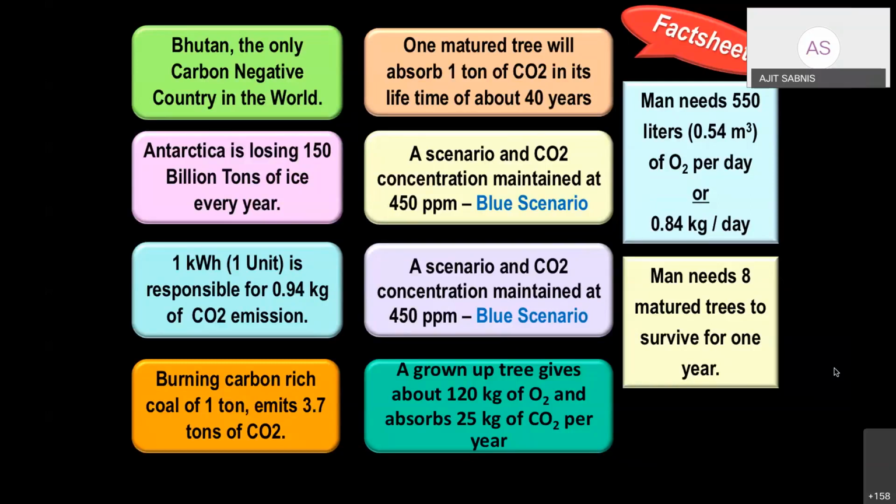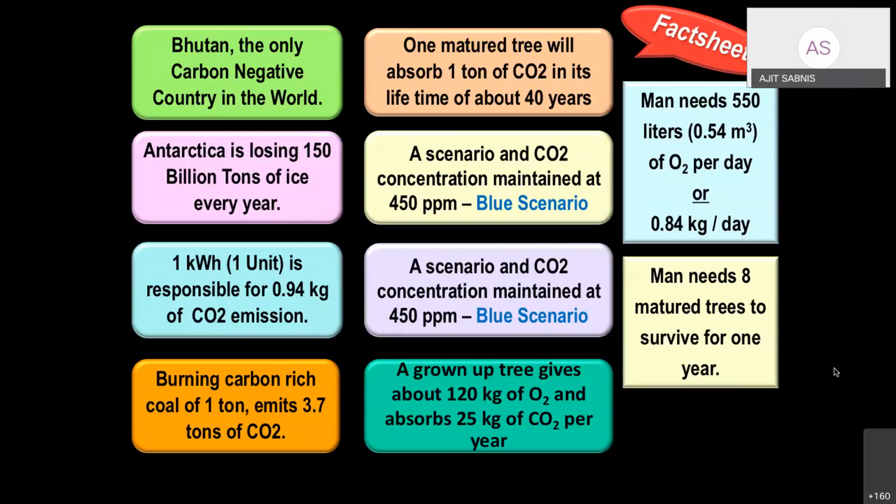One mature tree will absorb about 1 ton of carbon dioxide in its lifetime of about 40 years. 40 years is the average matured lifetime of a tree. That is what is taken. A scenario where carbon dioxide concentration is maintained at 450 ppm is called the blue scenario. A grown-up tree gives about 120 kgs of oxygen and absorbs about 25 kgs of carbon dioxide per year.